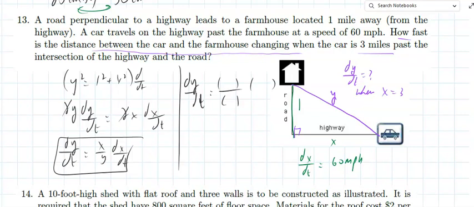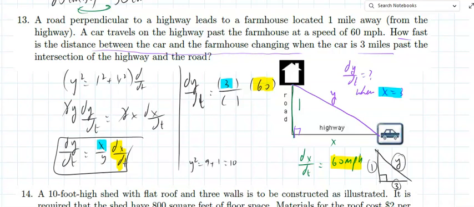dx/dt is given to be 60. x is given to be 3. What's y? Well, there's y, there's 1, there's 3. Doesn't that say y squared equals 9 plus 1? So isn't y radical 10?